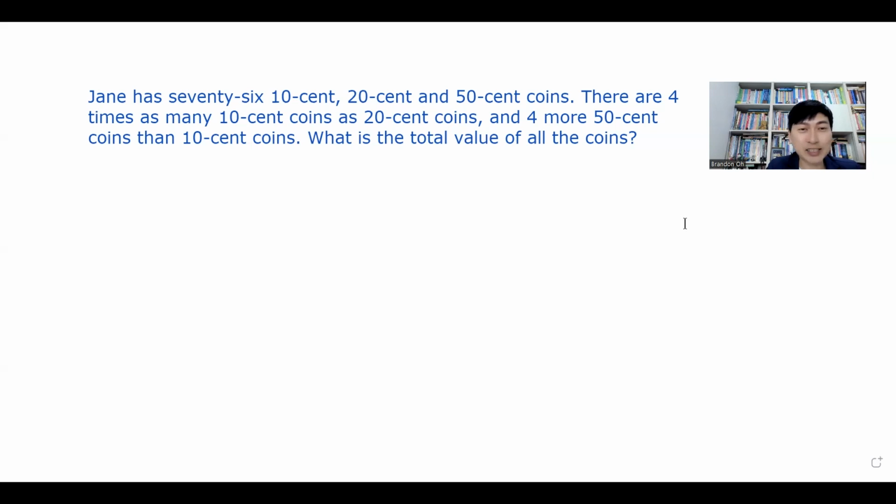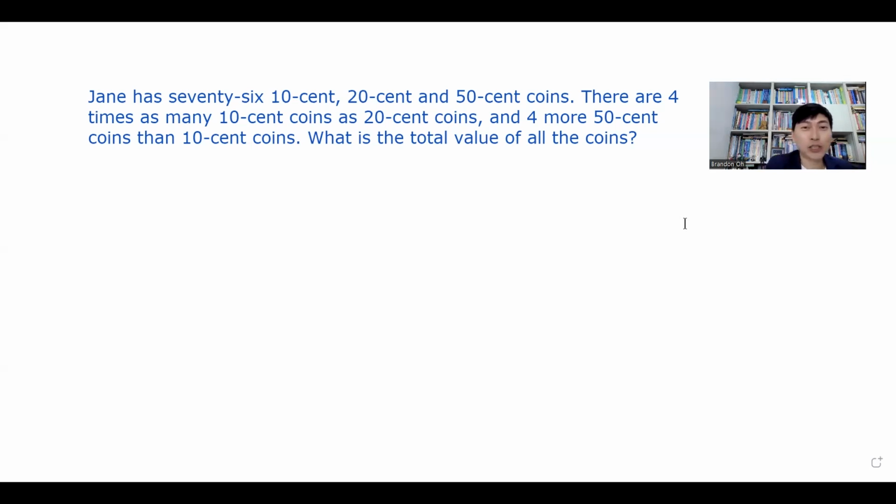Jane has 76 10-cent, 20-cent, and 50-cent coins. There are 4 times as many 10-cent coins as 20-cent coins, and 4 more 50-cent coins than 10-cent coins. What is the total value of all the coins?